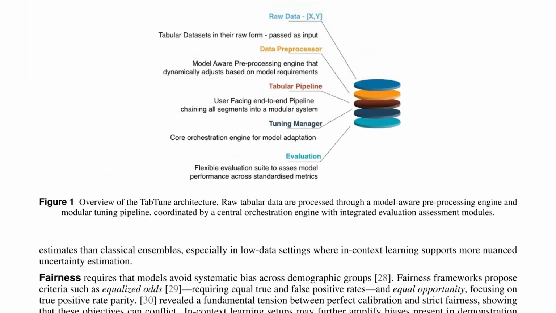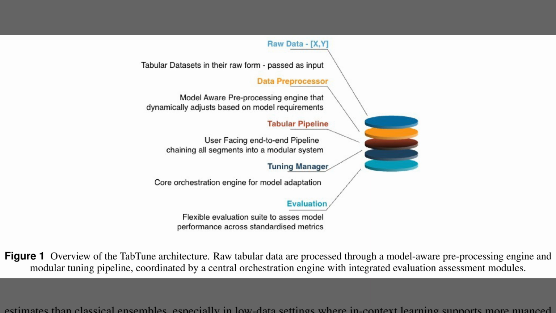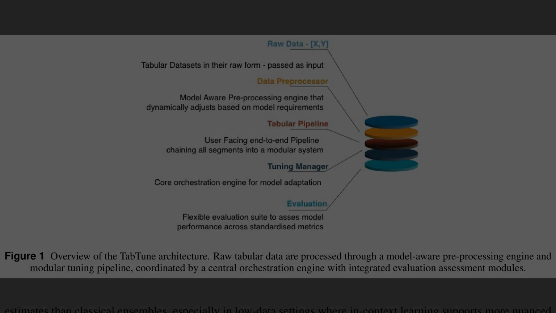Alright, the repository details were clear, and Figure 1 shows how the system turns raw tables into reliable model outputs. The diagram lays out 4 pieces that work in sequence: a data preprocessor, a tabular pipeline, a tuning manager, and an evaluation suite. The orchestration engine coordinates these pieces so users call one interface, while the library handles model-specific quirks. Evaluation explicitly tracks accuracy, calibration, and fairness, which means probability estimates match outcomes and group biases are measured.